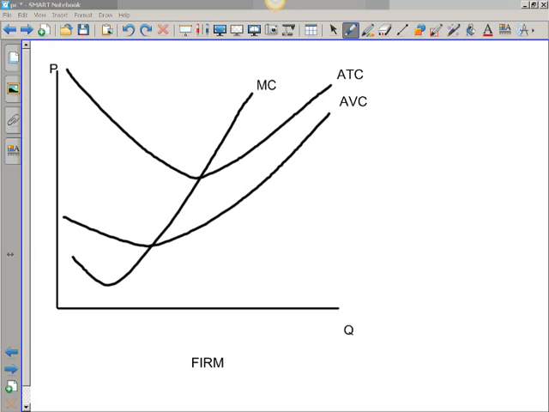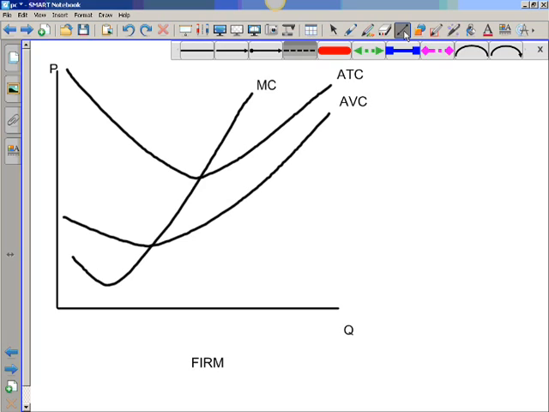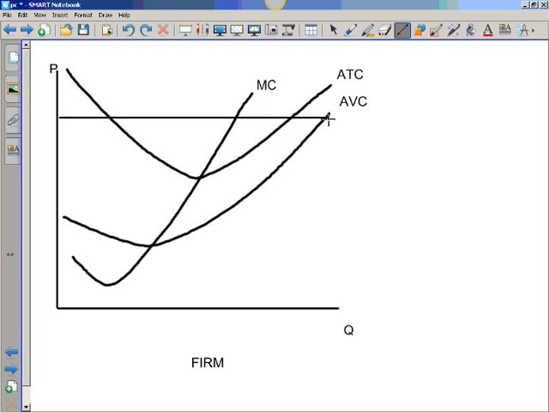We've looked at all the firm's costs, and we've looked at the firm's revenues in a previous video. Now let's look at them together. So the first thing I'm going to do is draw a line that represents the firm's revenue. I'm just going to do a straight line here, and this will be the firm's revenue.